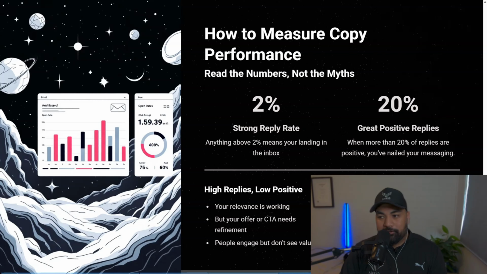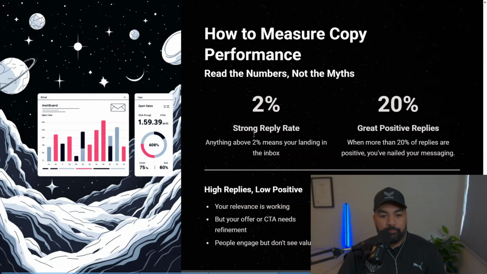So we're going to talk about the quick fix and what that involves. Essentially, the first thing we need to know is how do we measure our copy performance? For me, a strong reply rate is 2%. Anything above 2%, I know that I'm landing in the inbox. Anything below 2%, that's when I would double check deliverability issues. If you're getting less than 0.8% reply rate, you're almost certainly having deliverability issues.